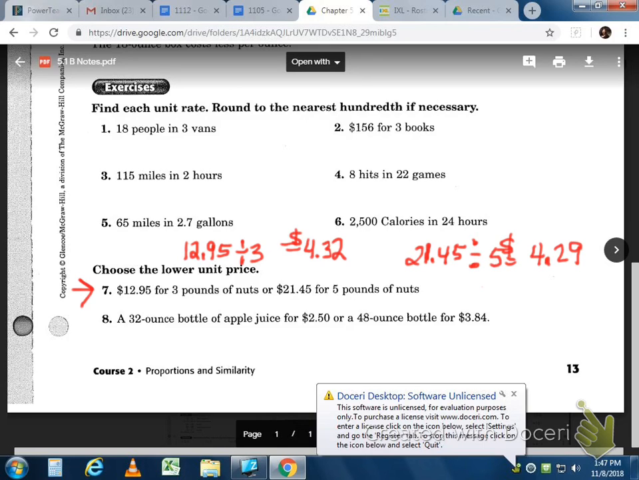Okay, so which one is the better buy? Are we buying the 3 pounds or the 5 pounds? Which one's the better buy, Daniel? 5 pounds. So this one is definitely the better buy. I was looking on the other side, but this one's definitely the better buy. Does anybody have any questions on how you figure out the better buy? Questions?